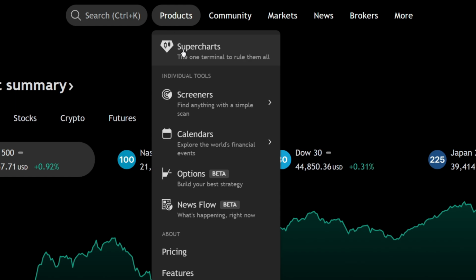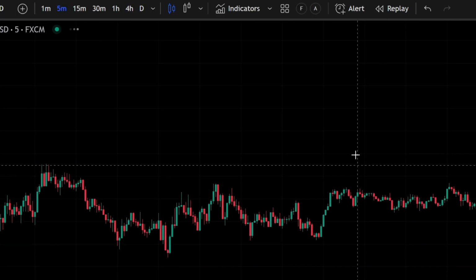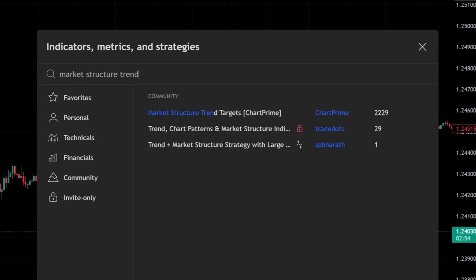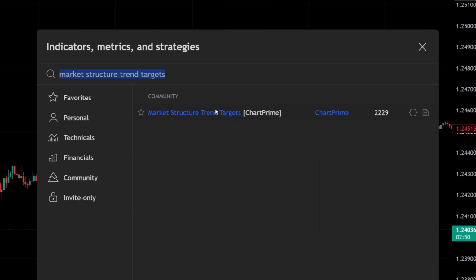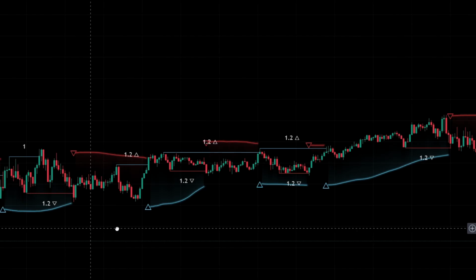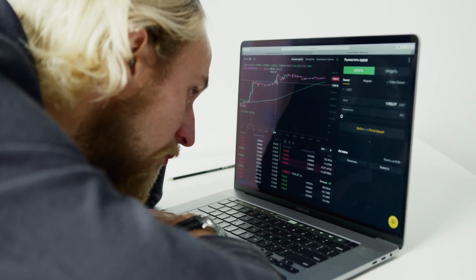Now that you have your charts ready, let's add the indicator. Go to the Indicators tab and type Market Structure Trend Targets. It will be this one, by Chart Prime. This indicator was just released on December 30th, and because it's so recent, very few traders are using it, so you can get ahead of the crowd by mastering this tool before it becomes mainstream.